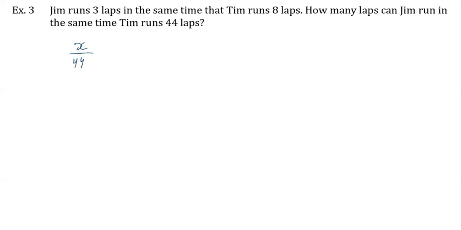So Jim runs 3 when Tim runs 8. 3 times 44 divided by 8, which is 16.5. So Jim runs 16 and a half laps.